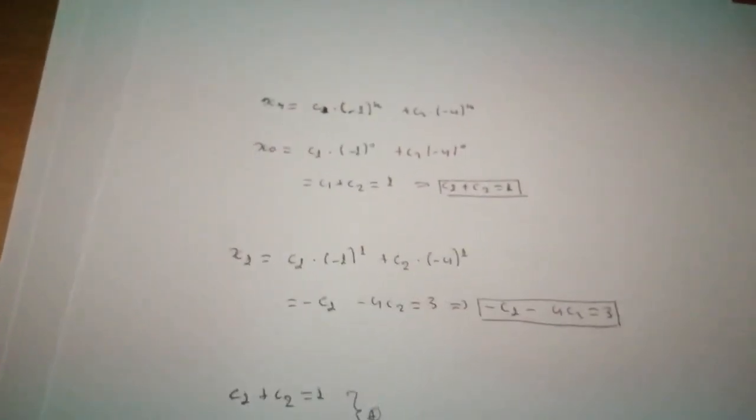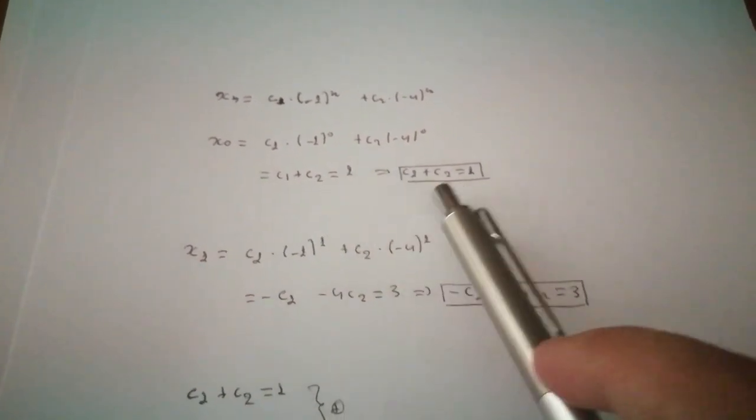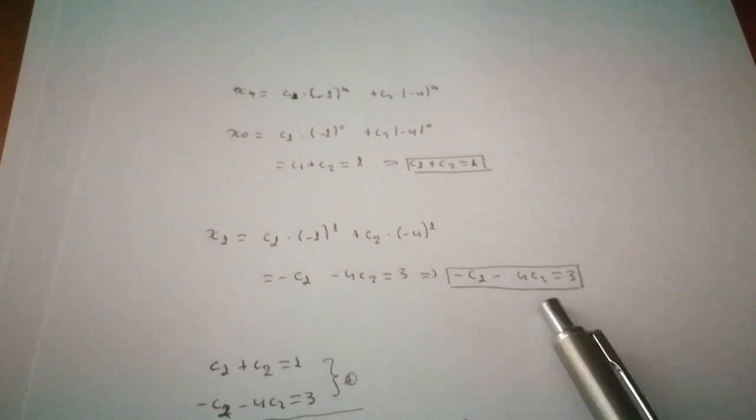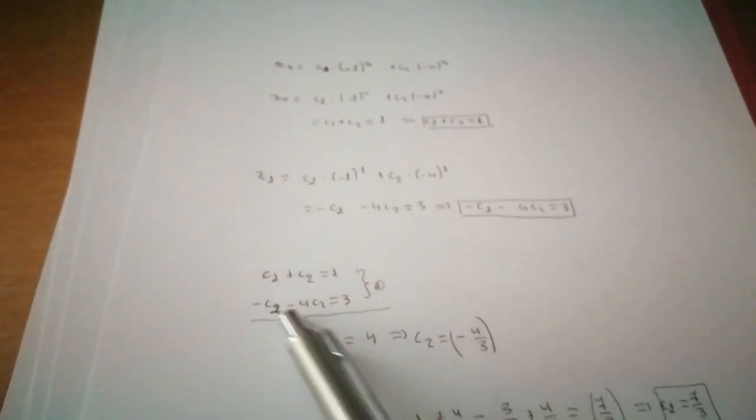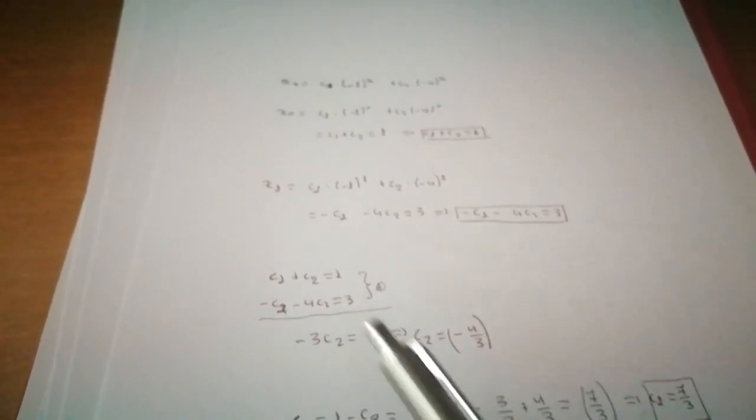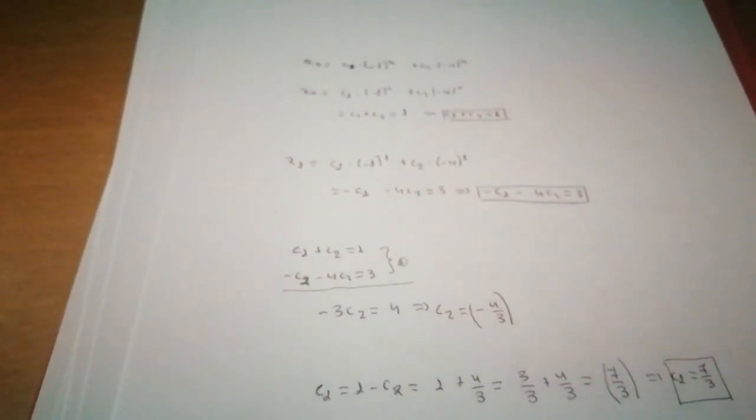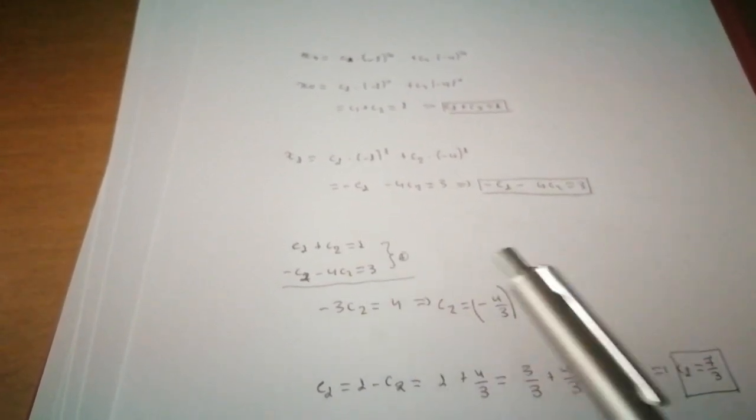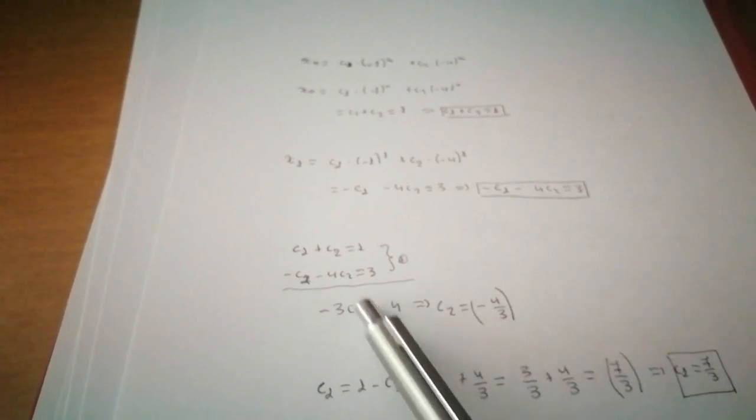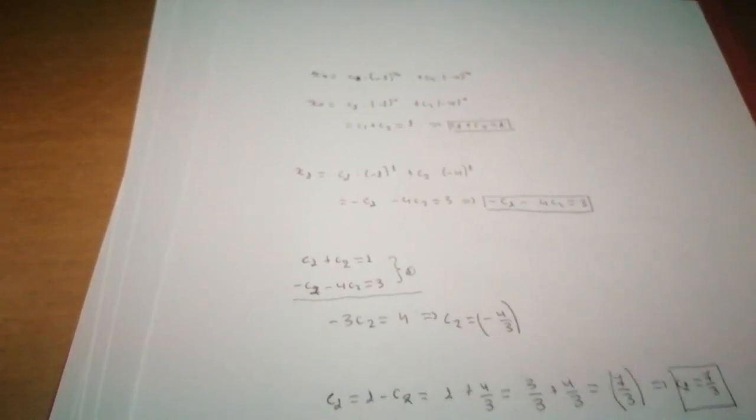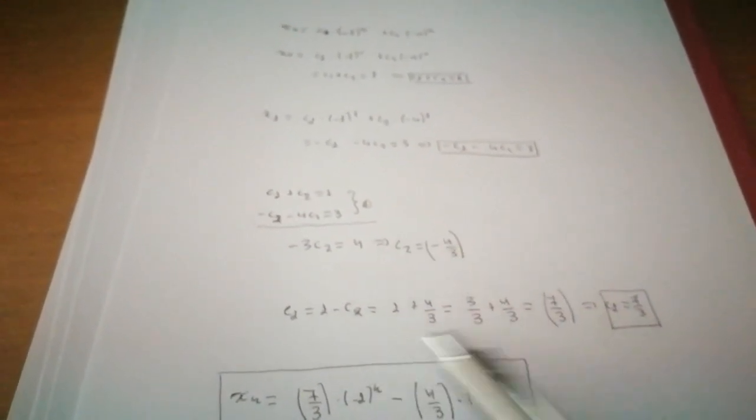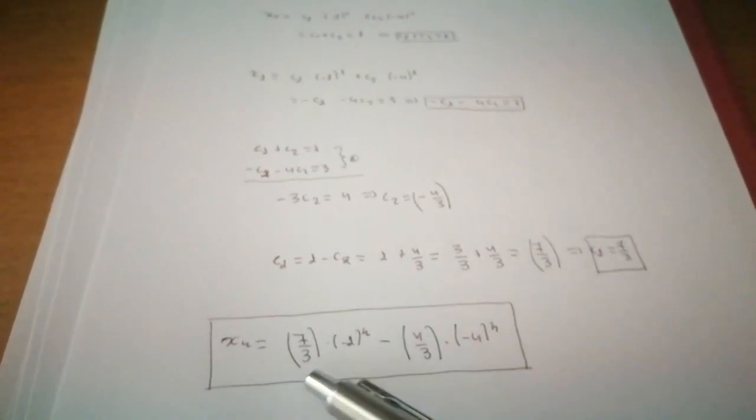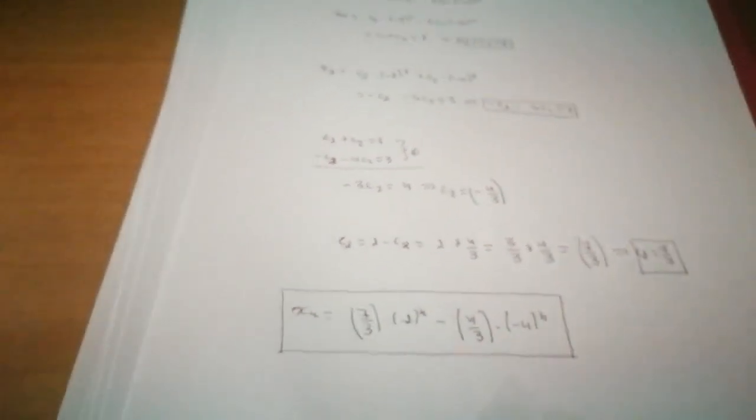So, for n equal to 0, we obtain this relation over here. For n equal to 1, we obtain this equation. We have a linear system of two equations. From this linear system, we first compute c2, and then we compute c1, and we obtain an explicit expression for x_n, where now we know what these constants are.